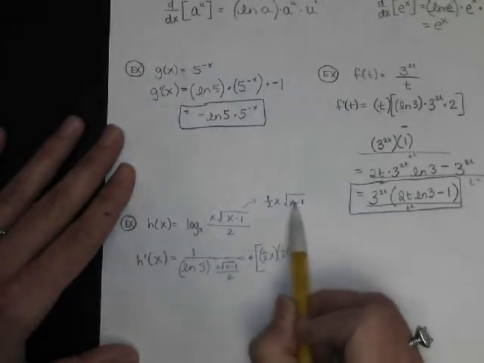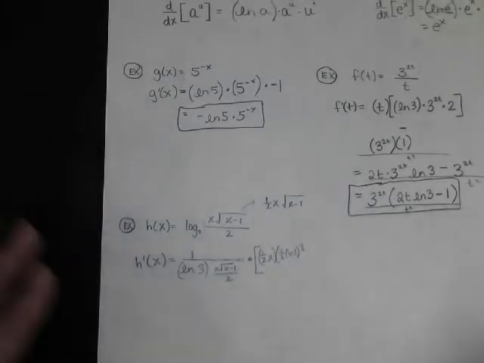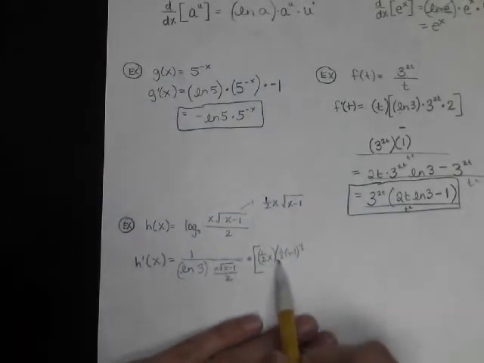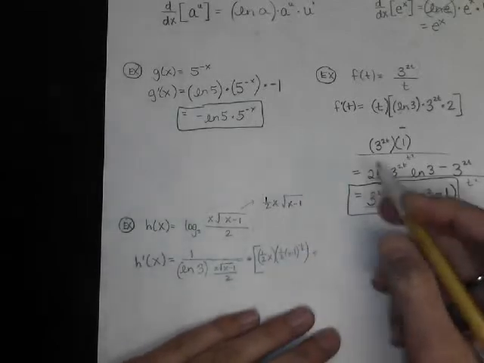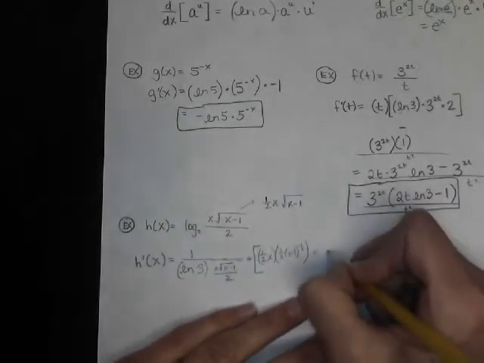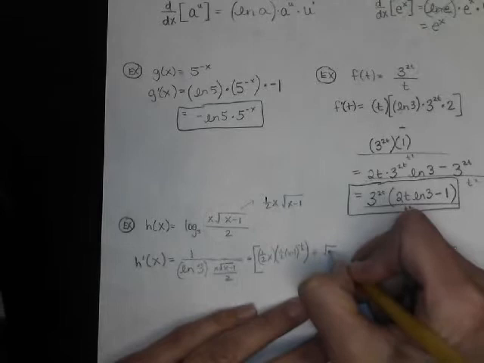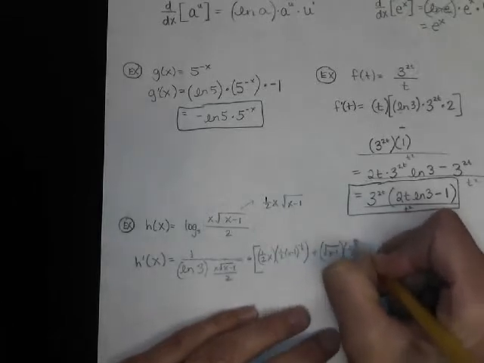If you're following a chain rule here, you would technically be multiplying by 1. So it doesn't change much. So first times derivative of the second plus the second times the derivative of the first, which would just be 1/2.